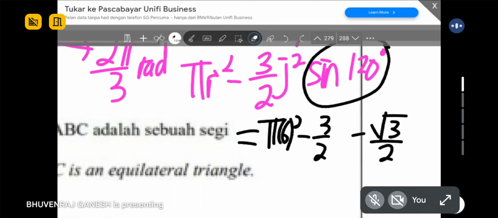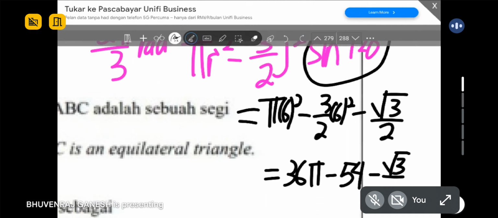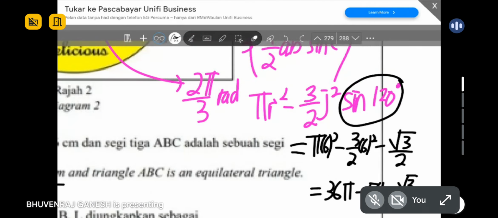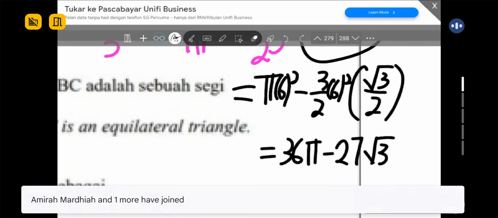Okay, this one is also 6 square. Substitute it in. So you will get 36 pi minus 6 square times 3 over 2, 54 minus 3 over 2. Wait, why minus? Sorry, it's times, guys. You get 3 over 2. Correct. So you will get 27 root 3. Am I right? So this is the answer, guys.